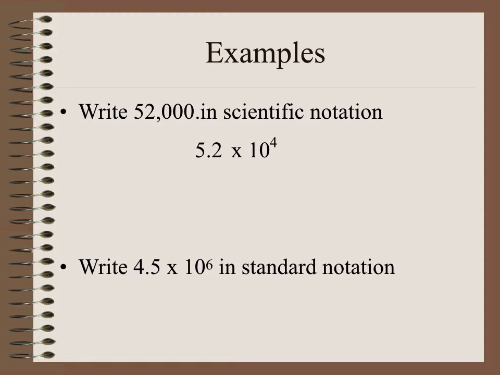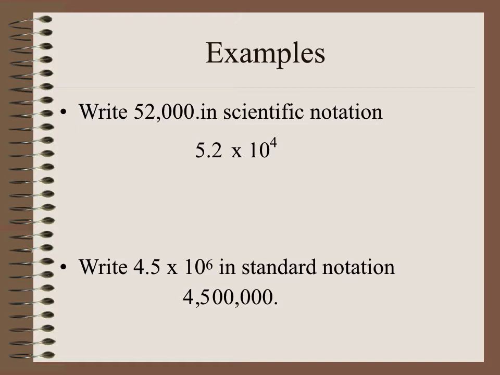Let's look at the second example. We have 4.5 times 10 to the sixth. To put that back into standard notation, we first put down the 4.5. Next, the 6 tells us how many places we need to move the decimal point to the right. So, in this case, we move the decimal point to the right 6 places, giving us 4,500,000.